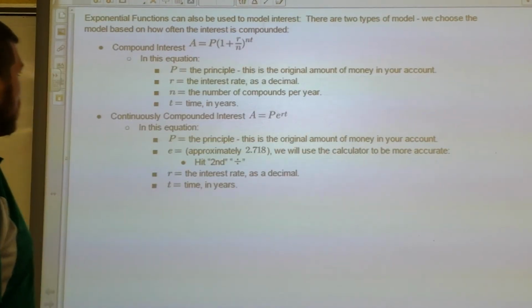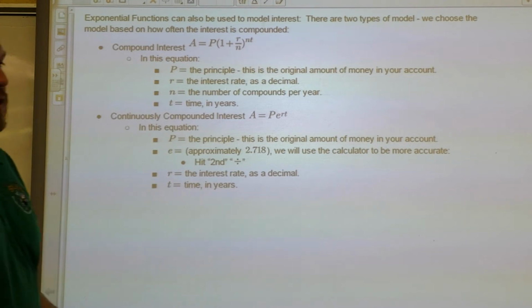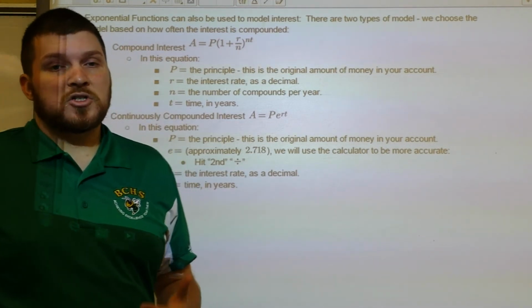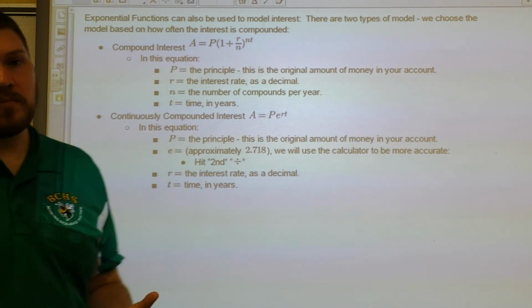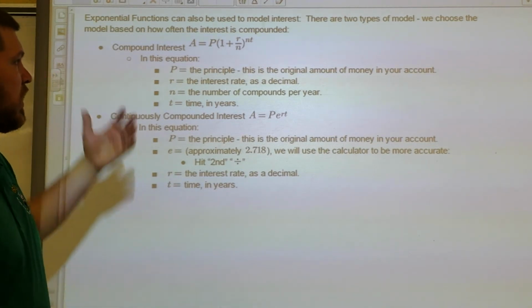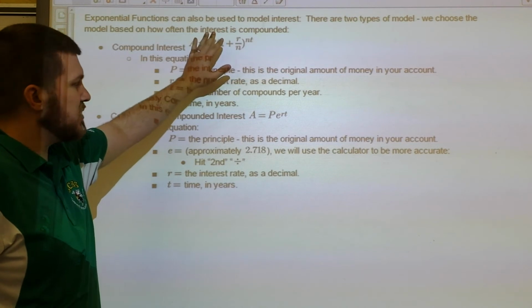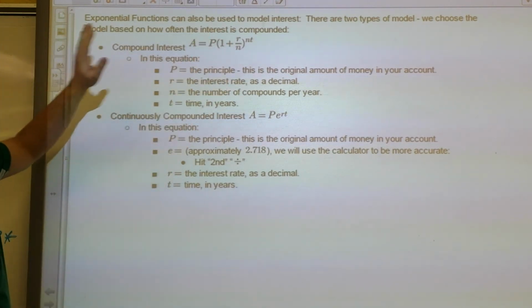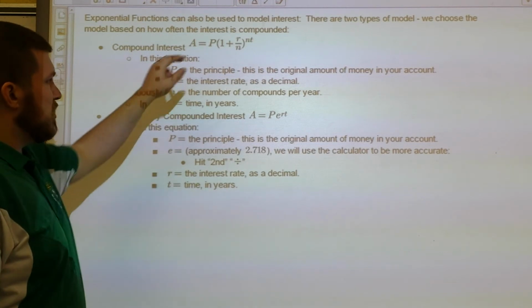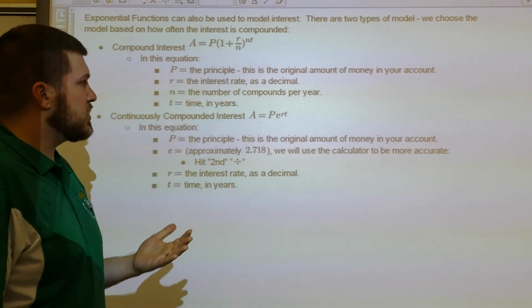Okay, let's move on. So we just talked about exponential growth and decay. Exponential functions can also model interest. Okay, so interest, this is pretty much what happens when you go to the bank. So we're going to talk about what happens on a normal basis and then what the ideal situation is. So on a normal basis, you have what's called compound interest. And you have this equation. You need to make sure you know it.